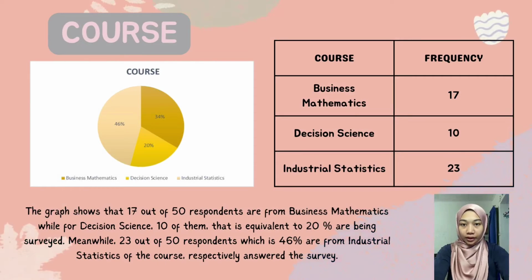The graph shows that 17 out of 50 respondents are from business mathematics, while for decision science, 10 of them, that is equivalent to 20%, were surveyed. Meanwhile, 23 out of 50 respondents, which is 46%, are from industrial statistics and answered the survey.